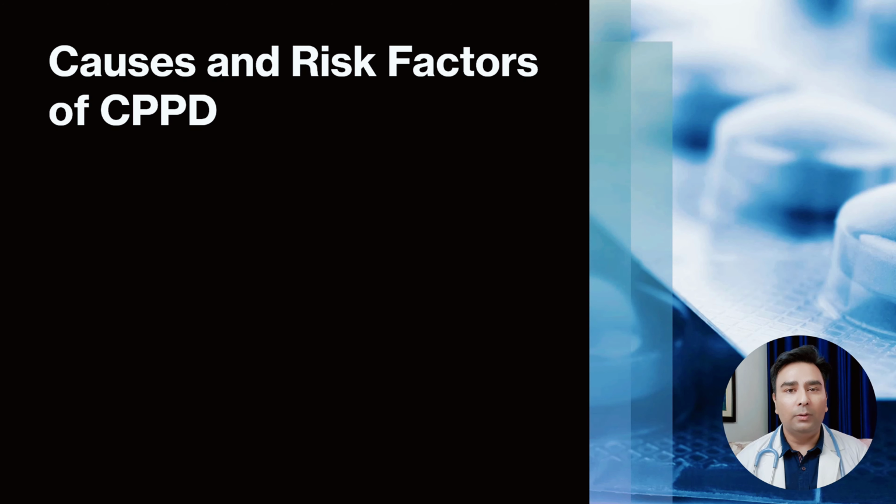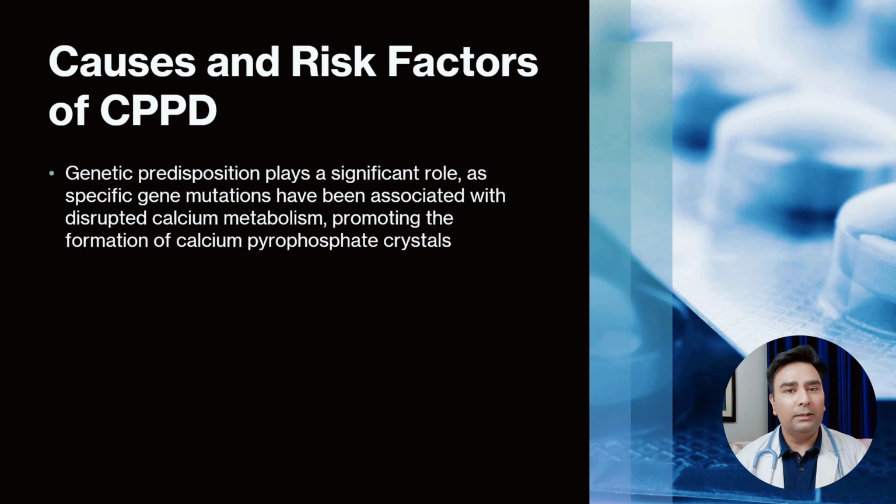Causes and risk factors of CPPD. Several factors contribute to its development. Genetic predisposition plays a significant role, as specific gene mutations have been associated with disrupted calcium metabolism, promoting the formation of calcium pyrophosphate crystals. Increased adenosine triphosphate breakdown with the resultant increase in inorganic pyrophosphate in the joints results from aging, genetic factors, or both. Changes in the cartilage matrix may play an important role in promoting CPPD depositions.